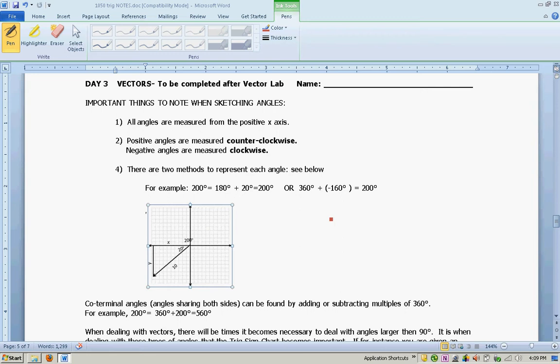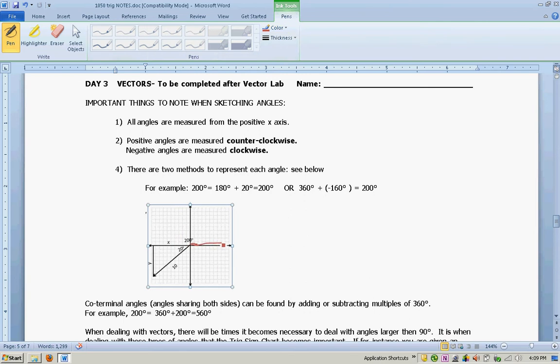When we are sketching angles, all angles are measured from the positive x-axis. So if I look at what I have here, here's my x-axis, and when I measure counterclockwise, I have a positive angle measurement. Now the straight angle is 180 degrees, and then I've got an additional 20 degrees, so this angle would have a positive 200 degree measurement.